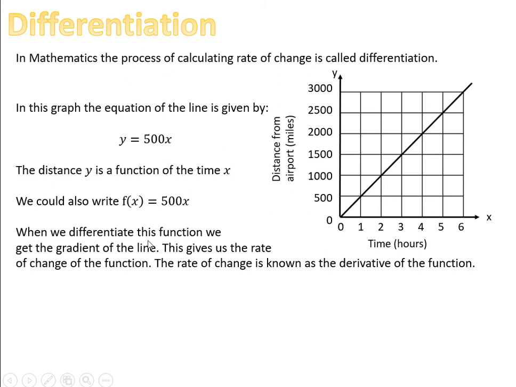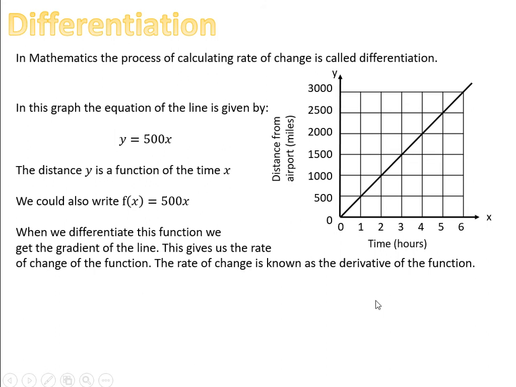You don't know how to differentiate yet, so don't worry too much. But the idea is we're going to go from this, and we're going to differentiate it to the point where we just get the gradient, which we already know is 500. So it's not just a case of scoring out the x. It's not quite as simple as that. This gives us the rate of change of the function. The rate of change is known as the derivative of the function. So this is, as much as anything else, us getting used to the language used around differentiation.